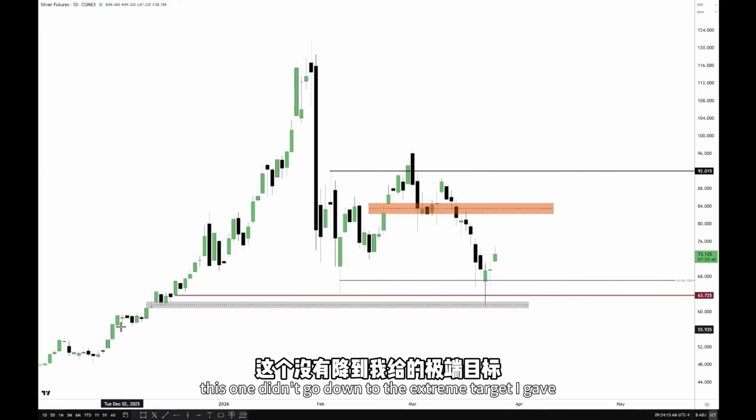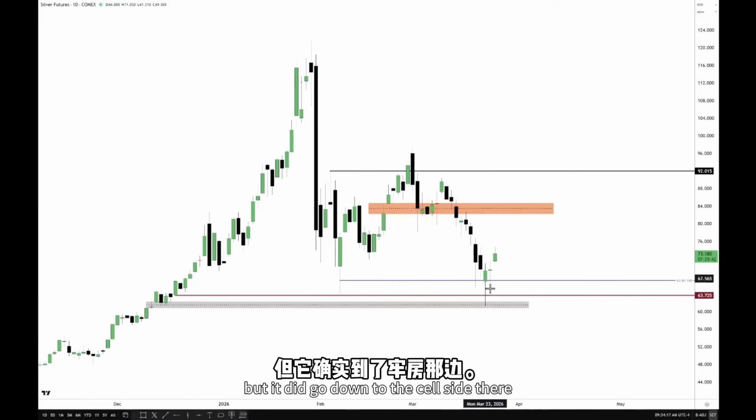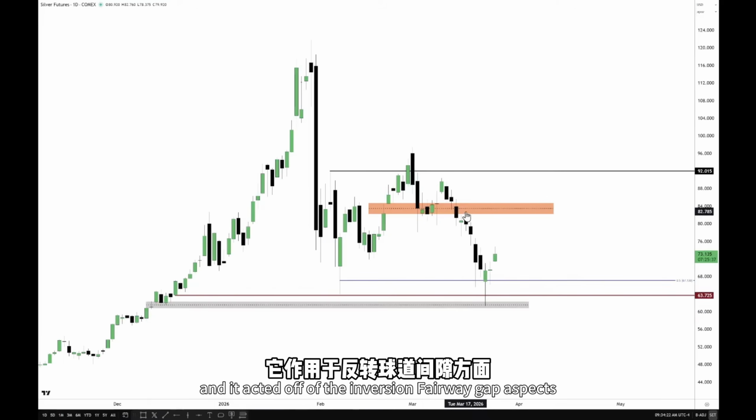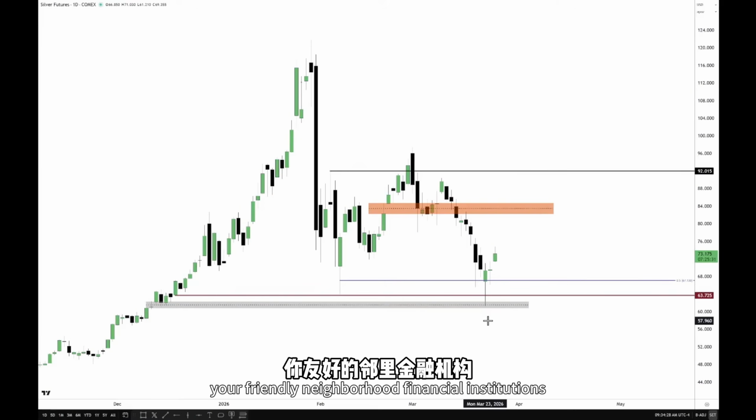This one didn't go down to the extreme target I gave, which was potentially down here, but it did go down to the sell side there. And it acted off of the inversion fair value gap aspects. And I told you they would drop it quickly because your friendly neighborhood financial institutions had heavy short positions.